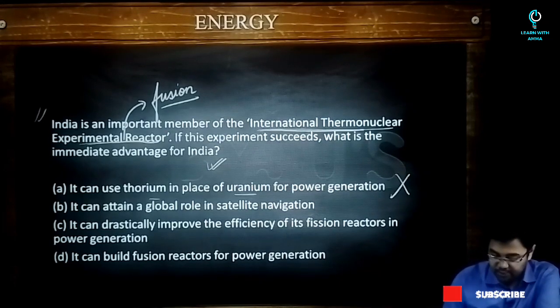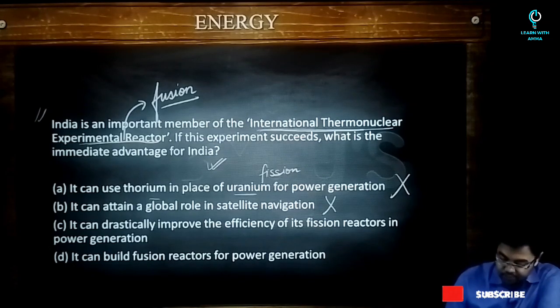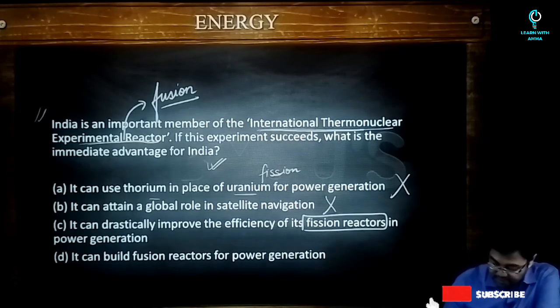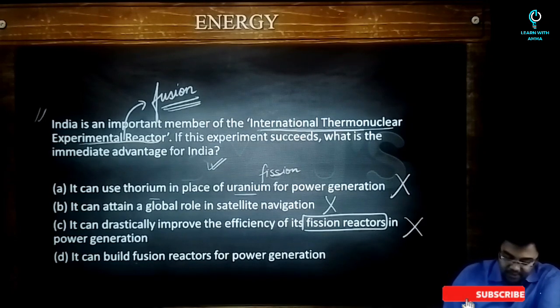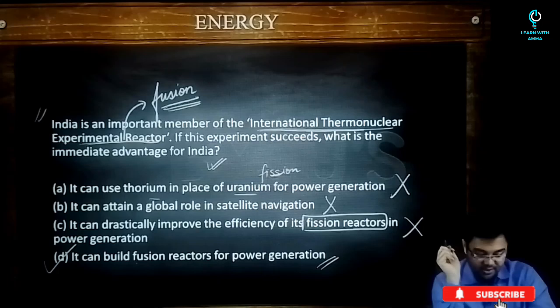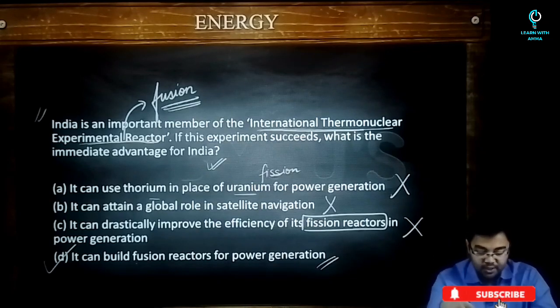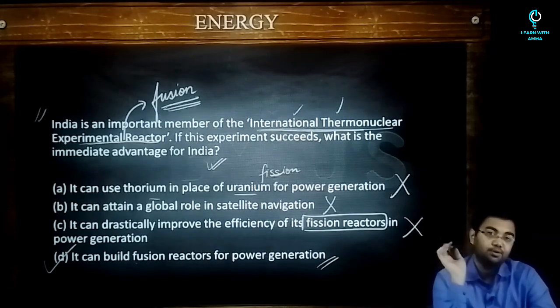because thorium and uranium we have to talk about when we talk of fission. It can attain global role in satellite navigation, of course wrong. It can drastically improve the efficiency of its fission reactors in power generation, of course wrong, because it is related to fusion. It can build fusion reactors for power generation. So such an easy question that was asked by UPSC in 2016. So even if somebody knew even one line about what International Thermonuclear Experimental Reactor is, you know that this is going to be a fusion reactor.